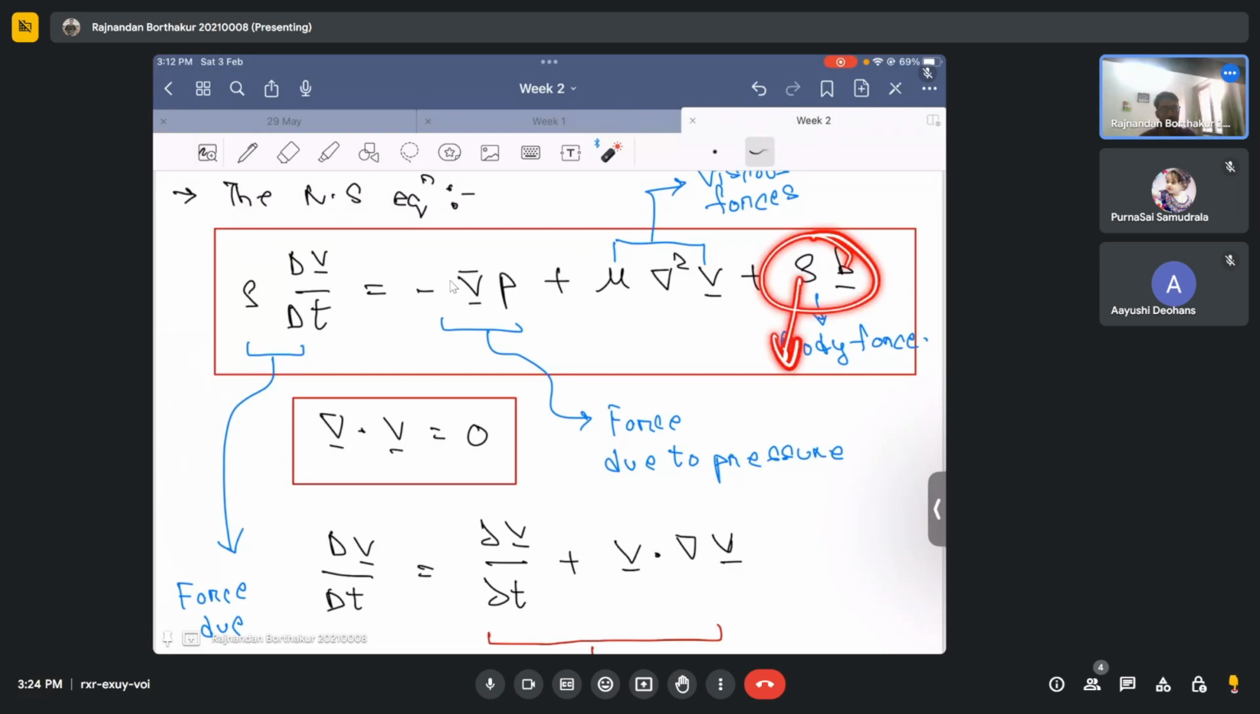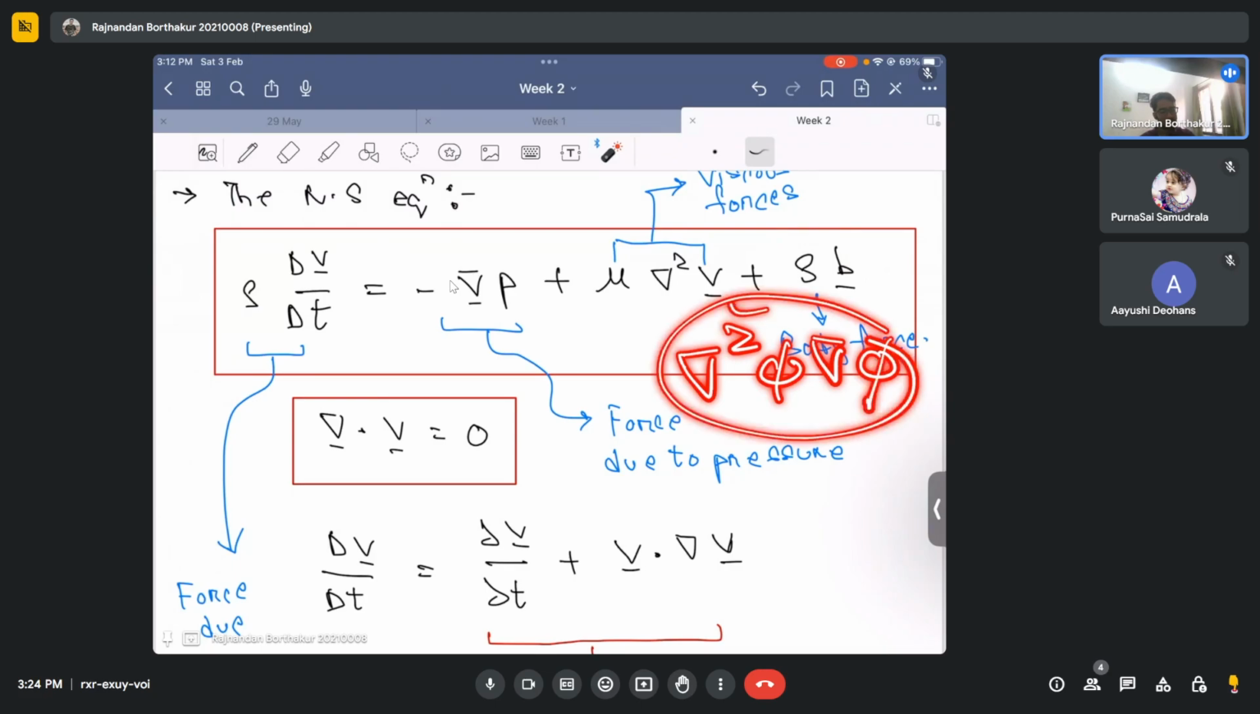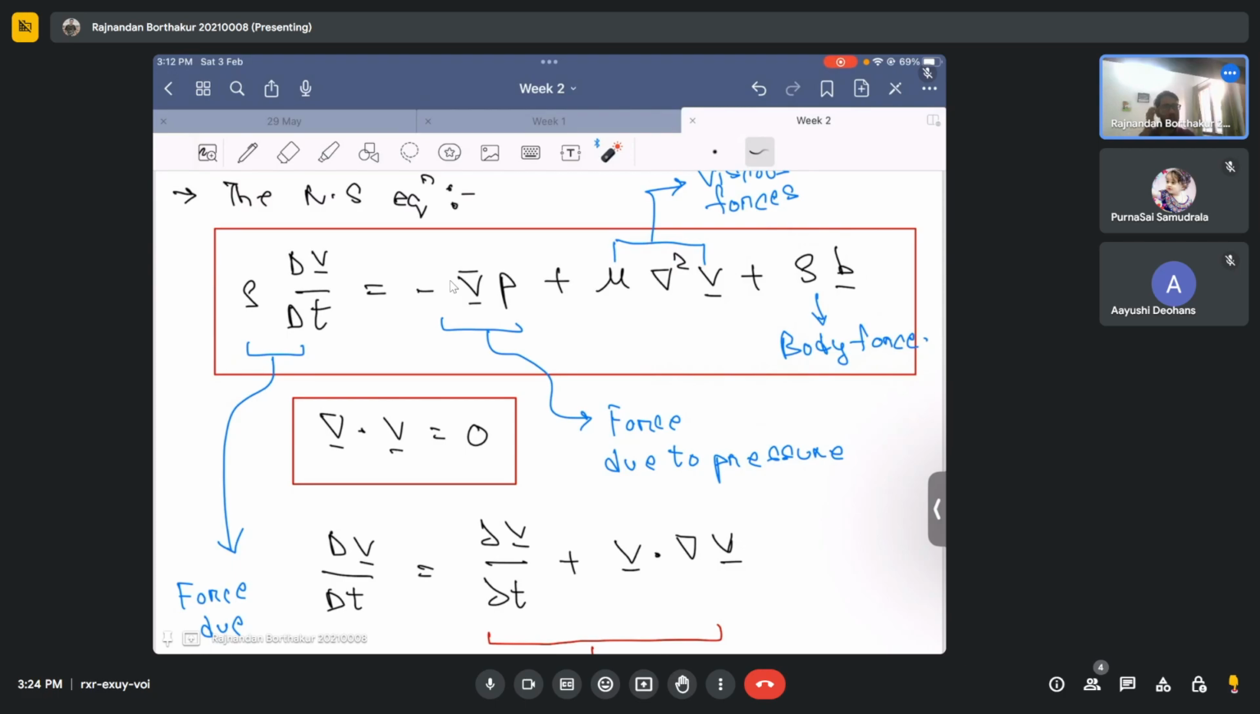For instance, if there is an applied electric field, then the electric force basically becomes del square phi grad phi. So this is reflected as the body force, where phi is the electric potential. We will not go into the details of this electric force, but this is an example of how body forces appear in the Navier-Stokes equation.